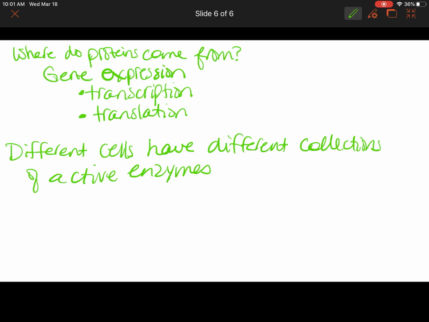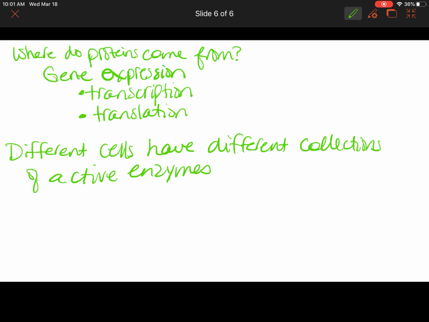So the liver, for example, is an organ in animals that detoxifies substances. Well, that's the liver's job. That's not the heart's job. So the liver is going to express lots of enzymes that do detoxification reactions. The heart doesn't need those enzymes, so the heart is not going to express the genes that result in those enzymes being built. So the heart's not going to have those enzymes be active, but the liver will. So it's all about the jobs that different cells have to do.